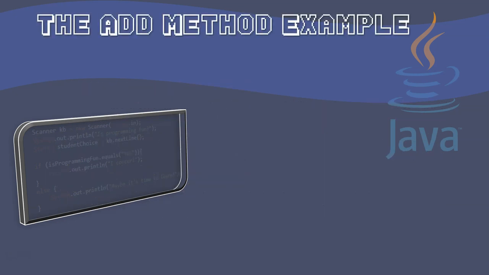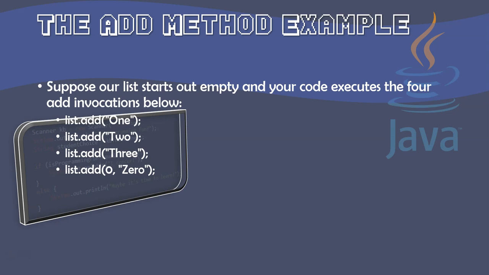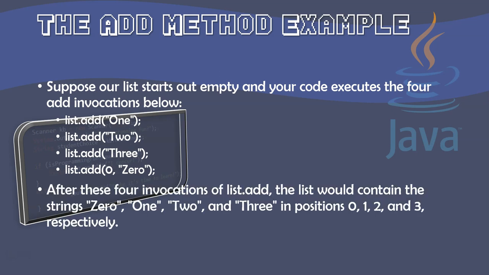Now, if we look at this with a little bit of example code, you can see here we have list.add 1, list.add 2, list.add 3, comma 0. These 4 invocations of list.add, when this code is done being run, would have the strings 0, 1, 2, and 3 at the positions 0, 1, 2, and 3, respectively.